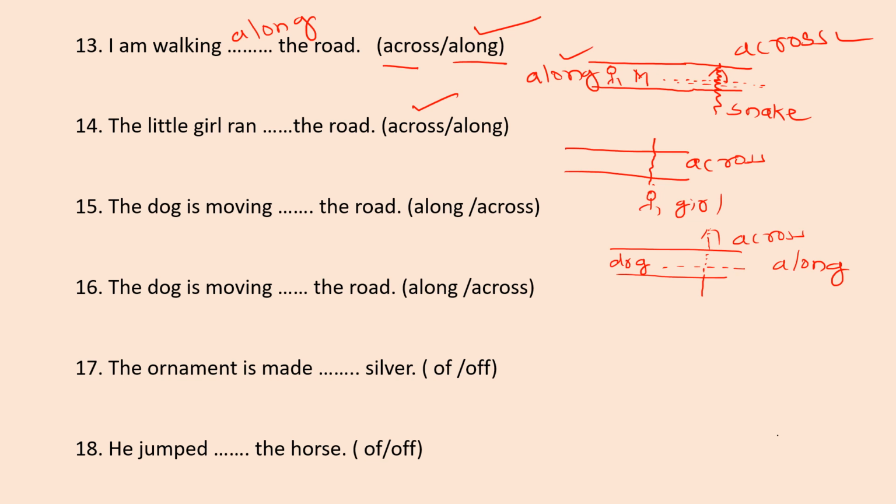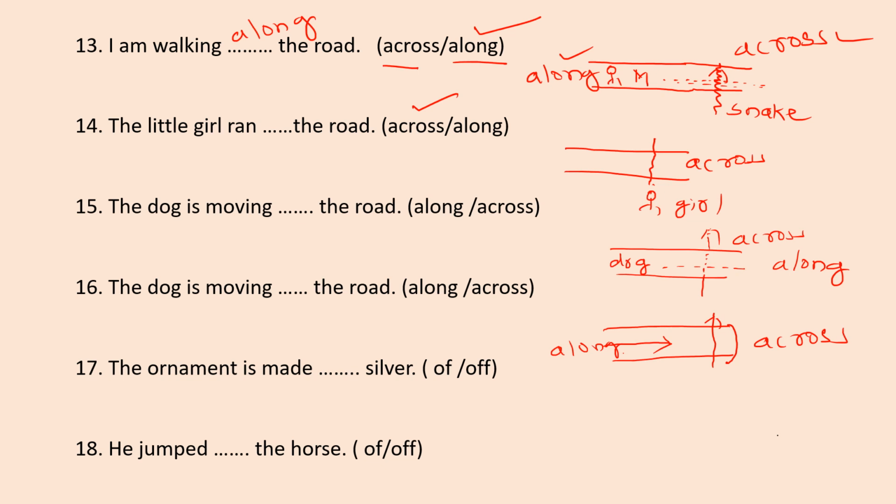For a simple way, I'm having a bike, going in this direction, and suddenly one animal like a dog comes in this direction. Suddenly, I will use my brake to stop. So here, this is one direction, along, and the dog is moving from here to here. This is across.